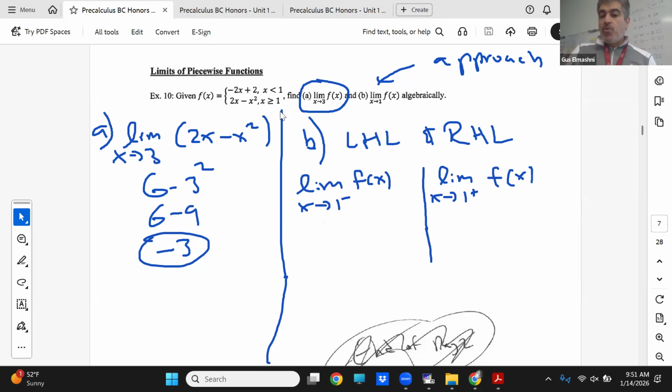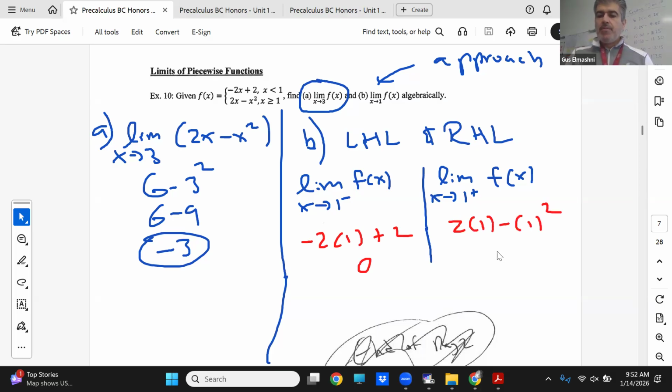If I approach 1 from the left side, x is less than 1. It's really close to 1, but still less, like 0.9999999. Which one am I going to go with, the top or bottom expression? I'm going to do -2 times 1 plus 2, and of course the other one is the bottom one, 2 times 1. Because 0 does not equal 1, the LHL does not equal the RHL.